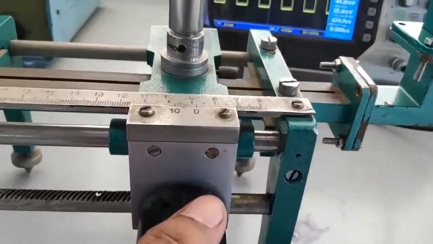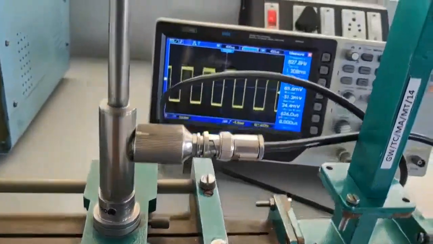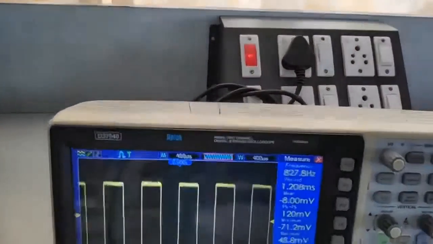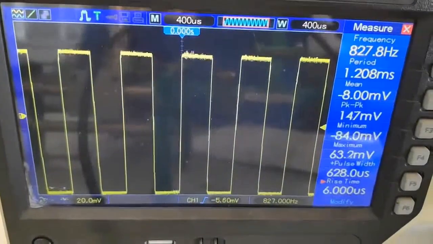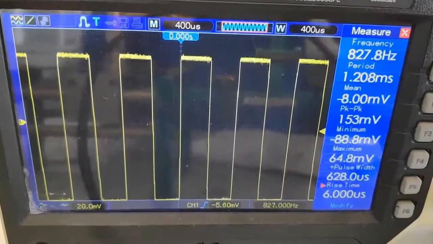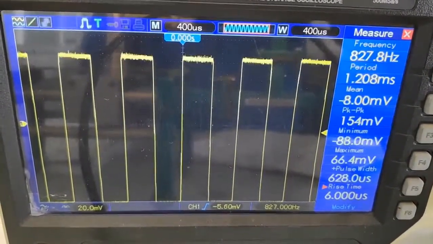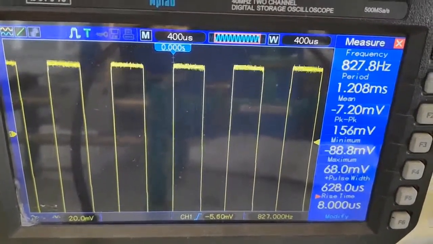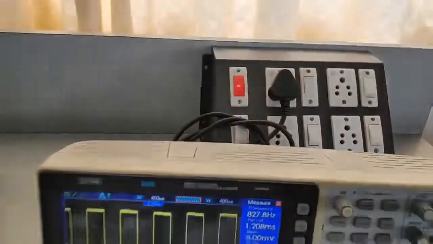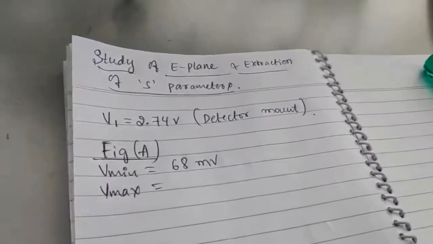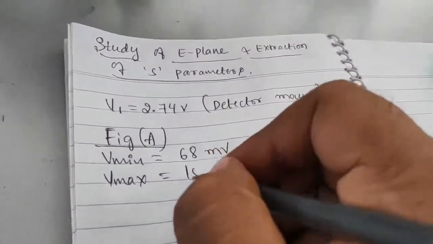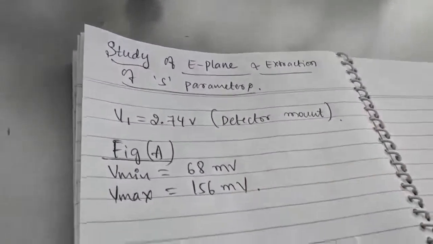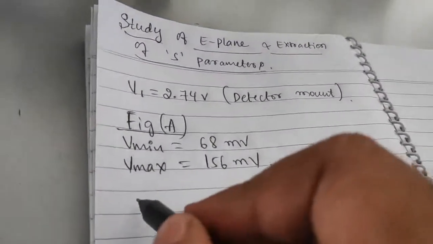Continue moving the knob so that the voltage increases, then measure Vmax. This is the maximum voltage, 156 millivolt. Note that down. Now we can find the VSWR from this.